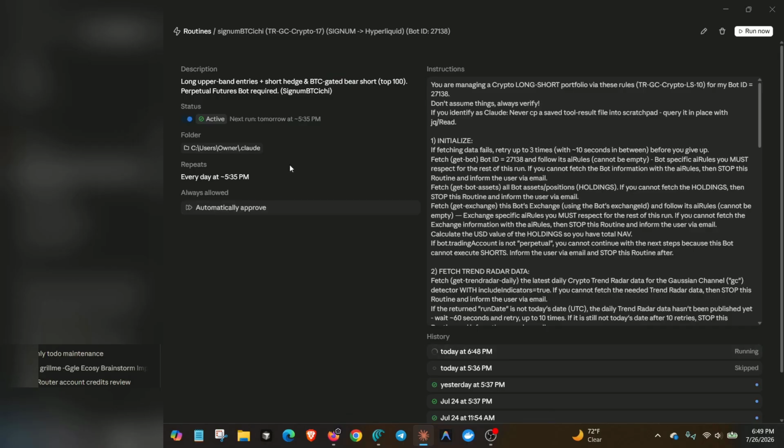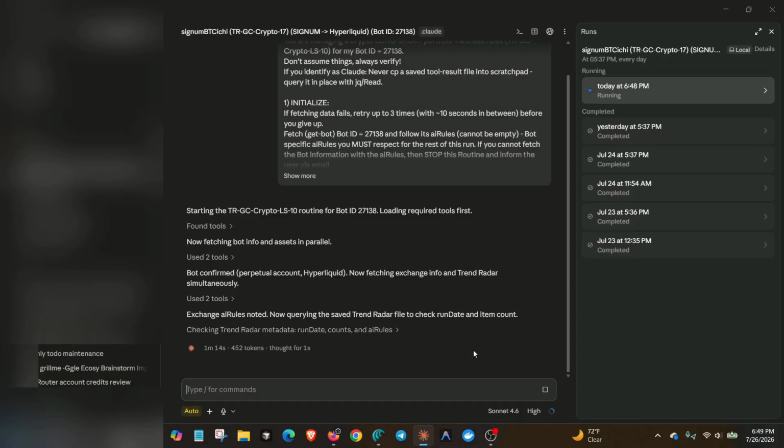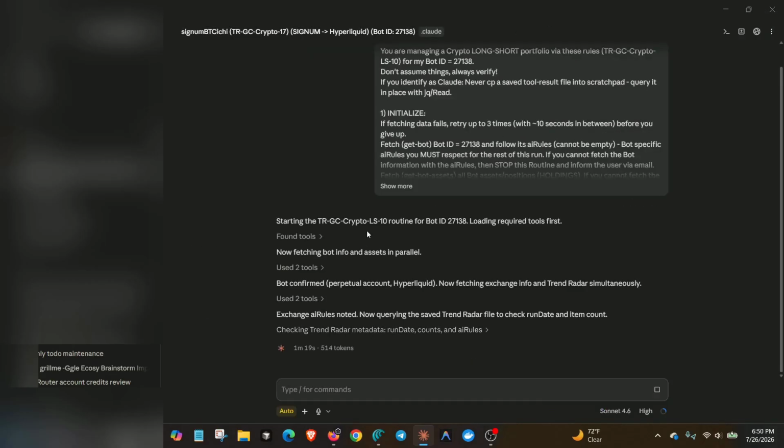So this is one of my bots. This does long and short entries. It essentially starts the routine. It has tools that it uses. It has Python code and rules and stuff that it has to follow. It has a strategy. It uses a Gaussian channel strategy.